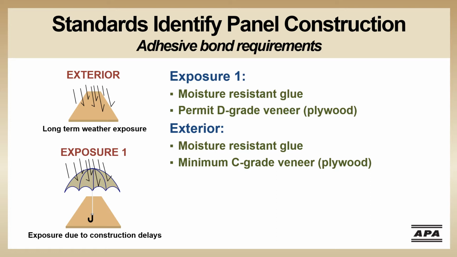Exposure 1 panels are made with the same moisture-resistant adhesives used in exterior panels. However, because other panel compositional factors may affect bond performance, only exterior panels should be used for long-term exposure to the weather.